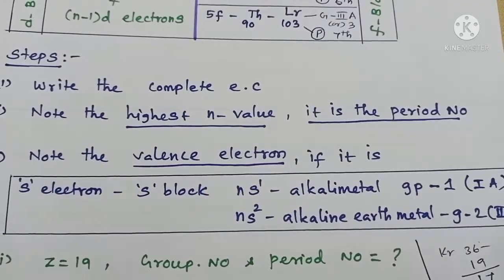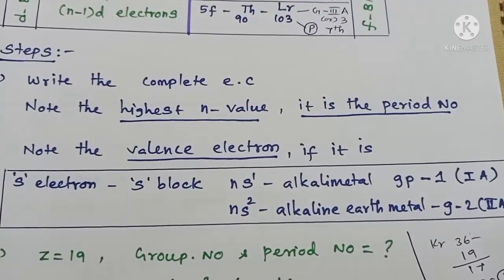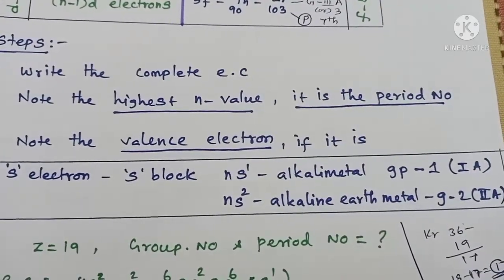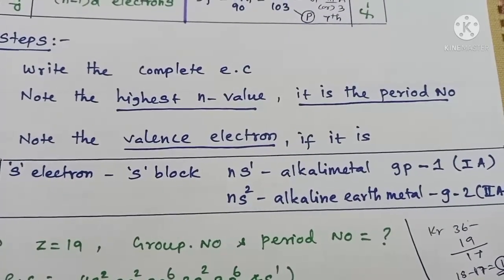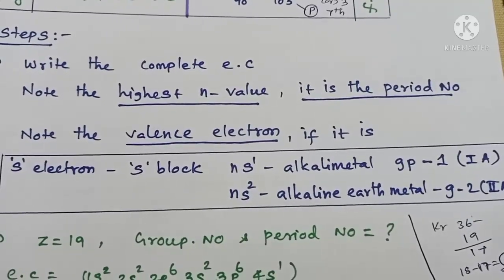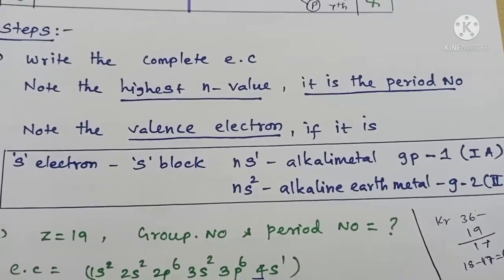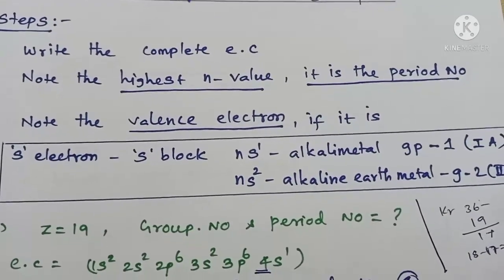Similarly, if the valence electron is in the s orbital and it has ns2 configuration, then it is group number 2 or 2A, which is nothing but alkaline earth metals. So this is how to find the group number of an s block element. The same thing you have to do for the p and d blocks also. Let us see some examples.